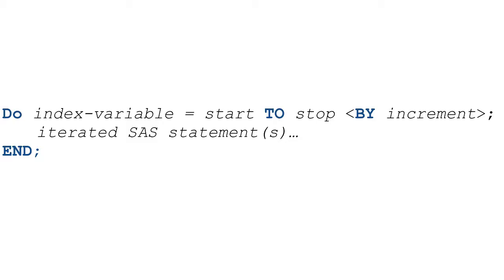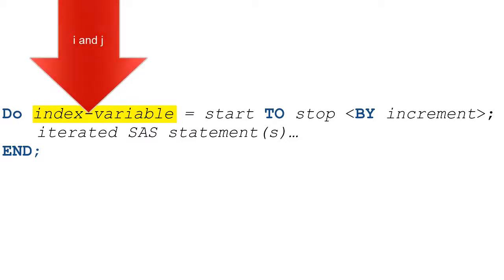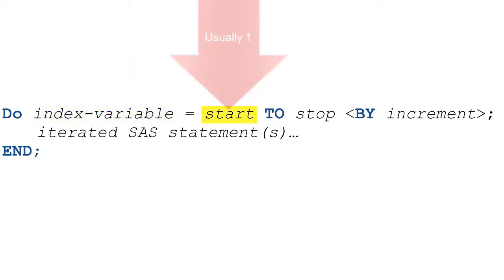It begins with the keyword do. Next, the index variable stores the value of the current iteration of the do loop. The naming rules for index variables are the same as other SAS variables. However, I and j are commonly used. The start value specifies the initial value of the index variable.